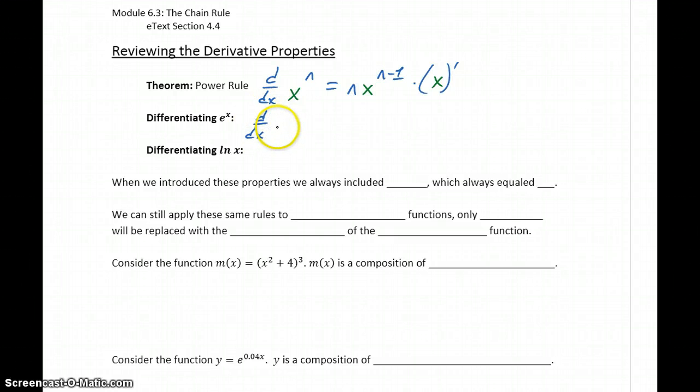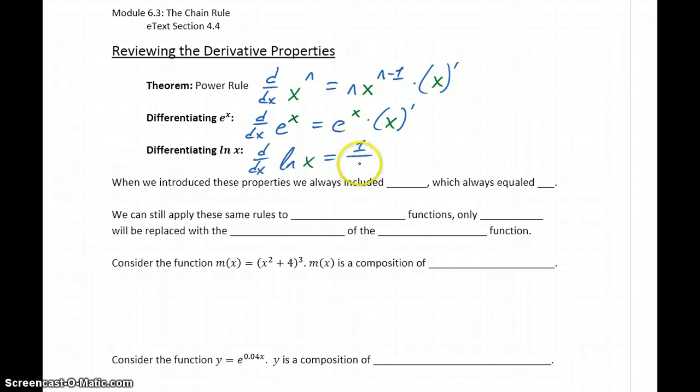This was the derivative of e to the x equals e to the x times the derivative of x, and the derivative of the natural log of x gave us 1 over x times the derivative of x.